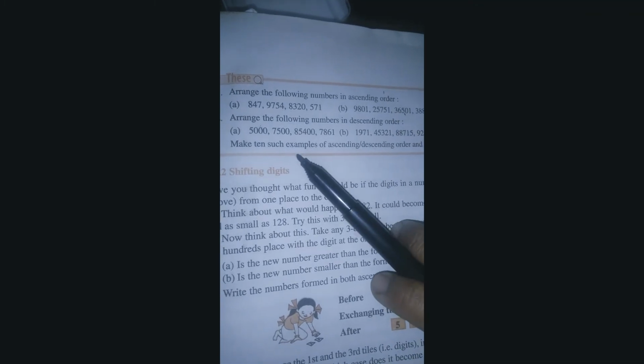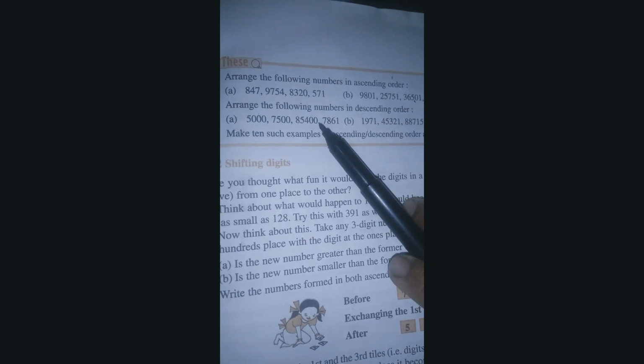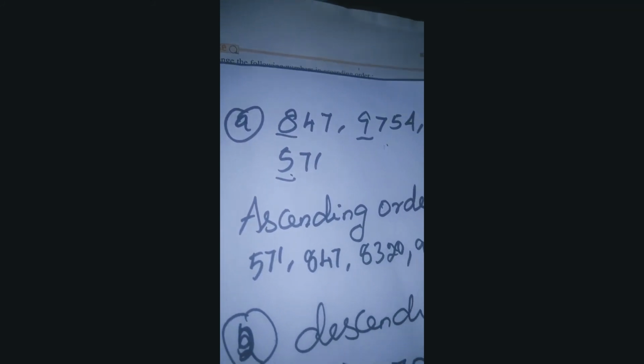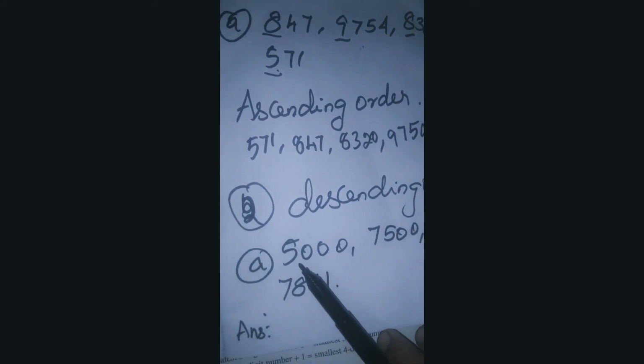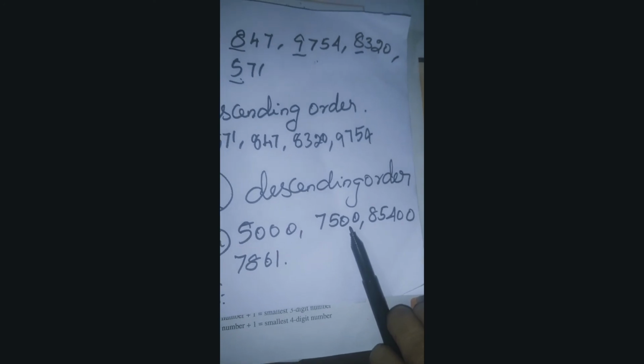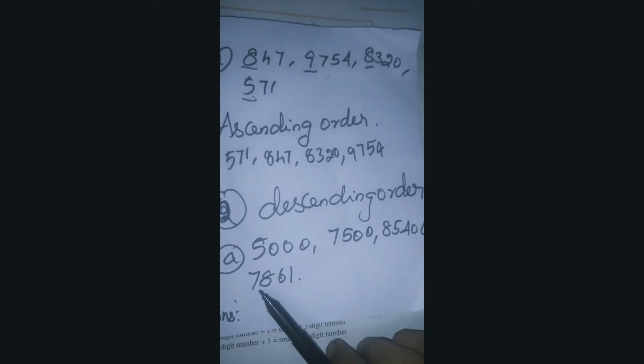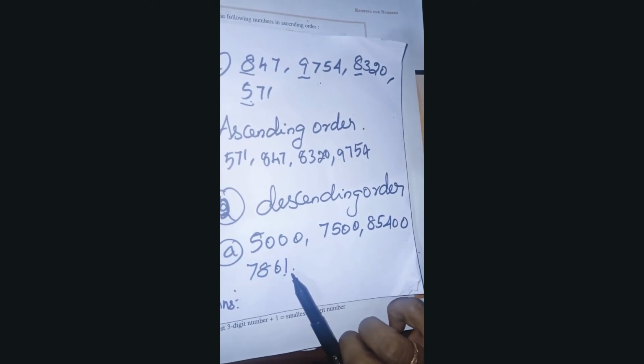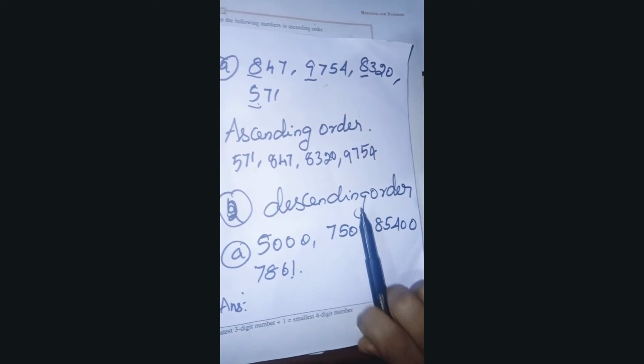Okay, now second problem, arrange the following numbers in descending order. That means you have to write the number big to small. First problem I will do now. Okay, descending order. This is the question: 5,000, 7,500 and 85,400, 7,861. Now descending order means big to small.